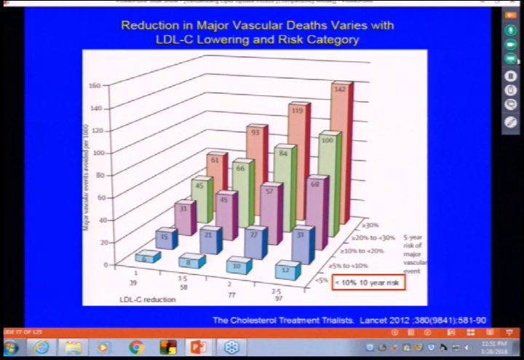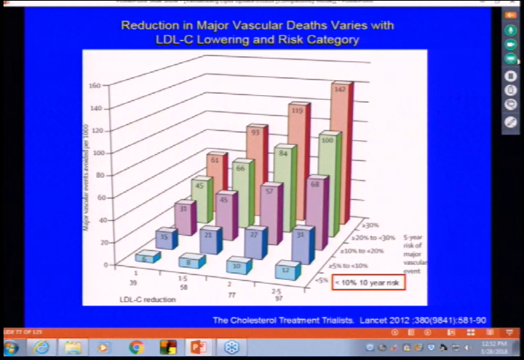And this idea of a cut point comes from this. Again, this is the Cholesterol Treatment Trialists. They redo this graph. It's the classic graph that's shown in cholesterol management talks. Basically, it's an XYZ graph. On the Y is major vascular events avoided. Here's LDL reduction, starting from where you start to where you go, the greater reduction on therapy. On this axis is the 10-year risk.